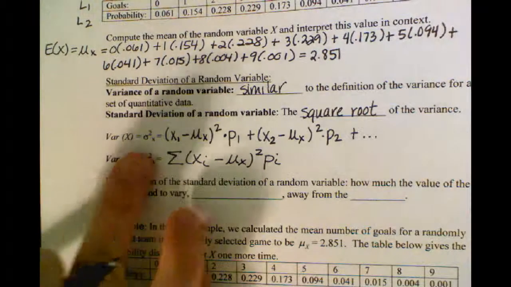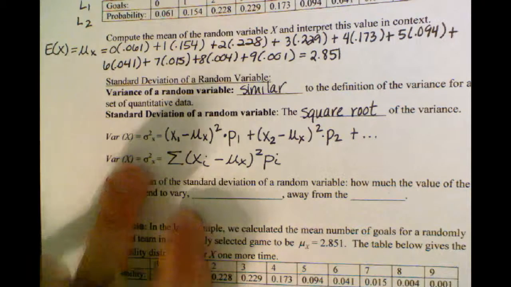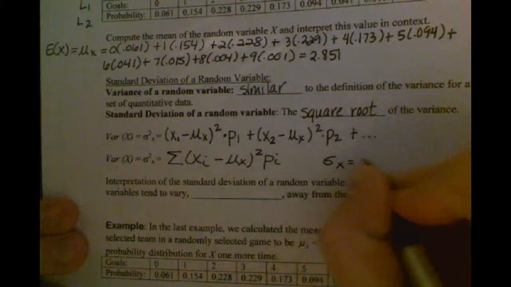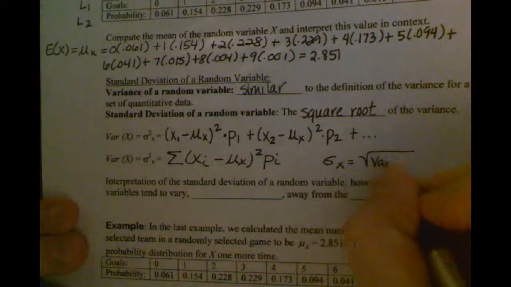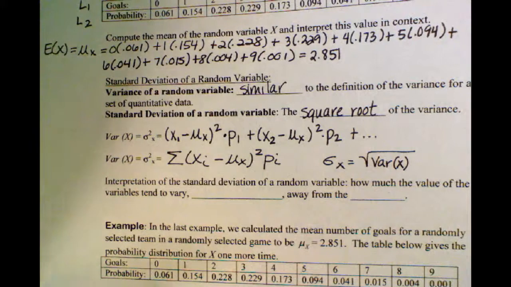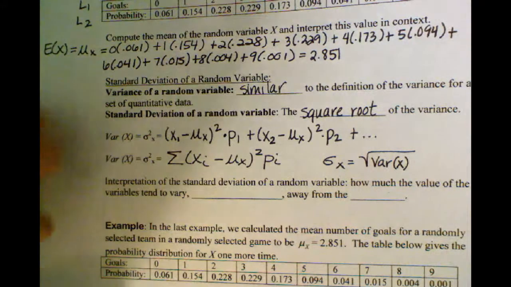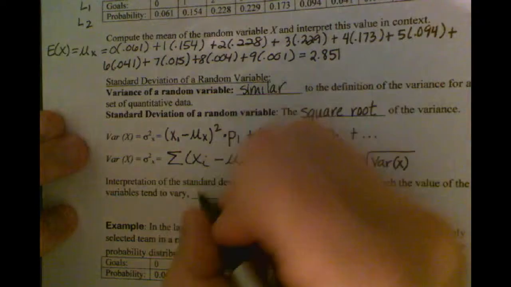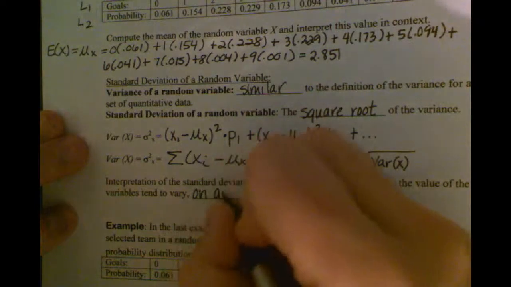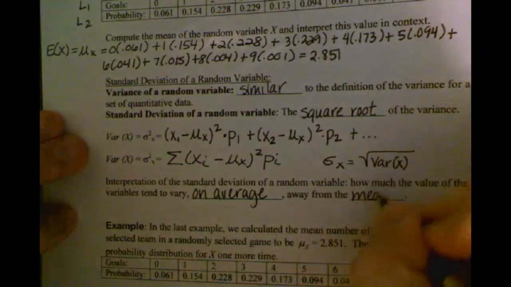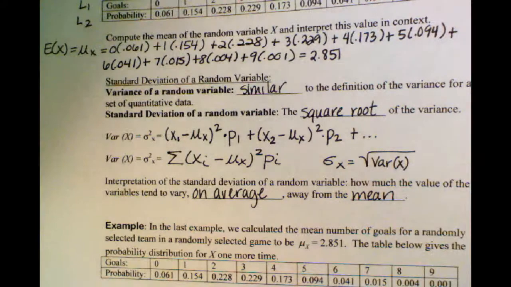I'm not sure why on your formula page they give you the variance when we usually use standard deviation, so you have to know the standard deviation is the square root of the variance. The variance doesn't have a meaningful interpretation, but the standard deviation does. It's the same as we learned before. The interpretation of standard deviation is how much the values of the variables tend to vary on average away from the mean. It's still the average distance from the mean.